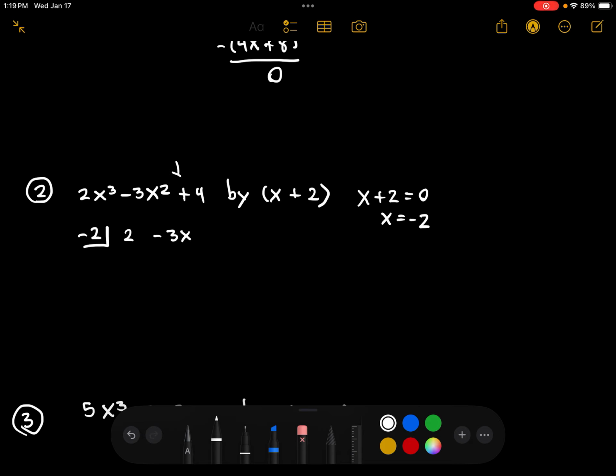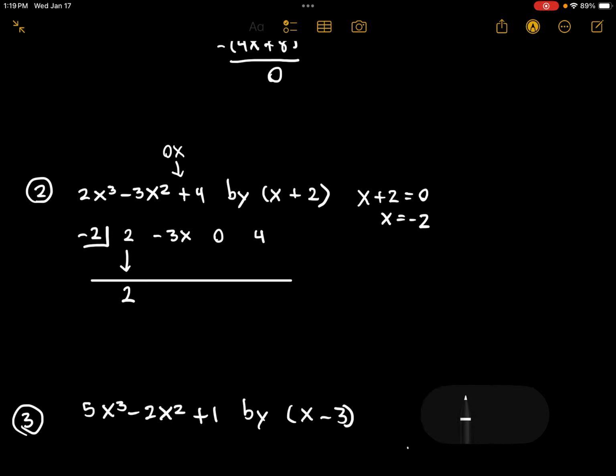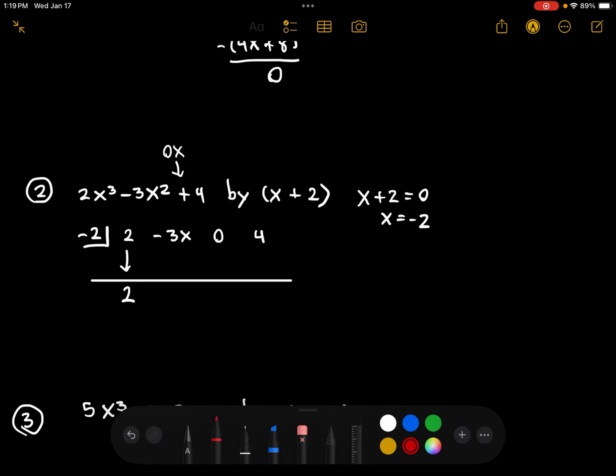Notice that I don't have an x term, so I'm going to write that as 0x, which is 0 here, and a 4 here, right? So again, we're only writing the coefficients, okay? We're going to drag those two down. Now, don't forget that what we're going to do here is we're going to multiply that -2 over here times that 2, and that's going to give us a -4.